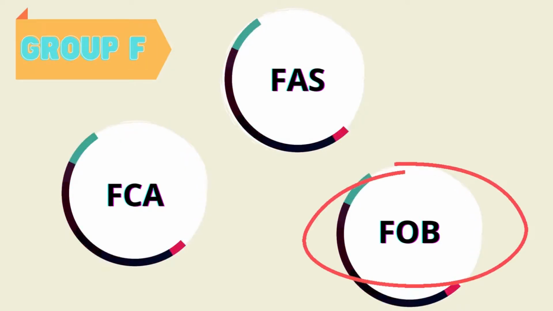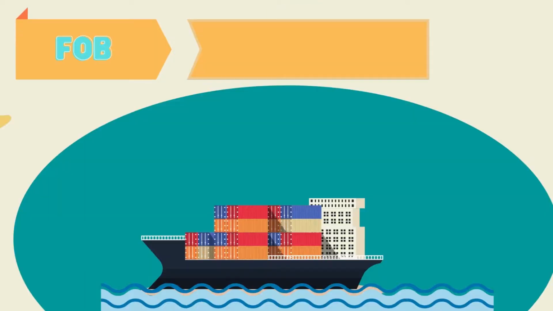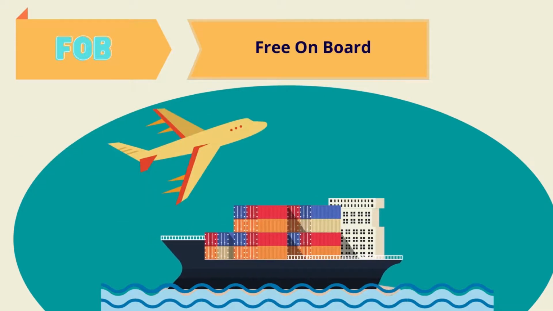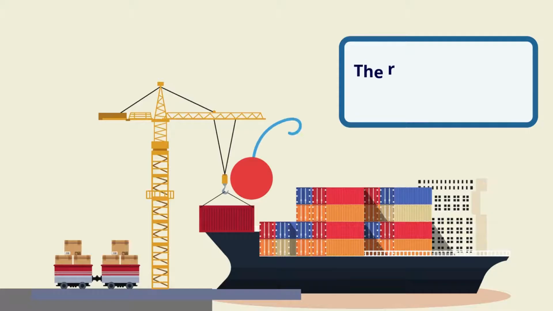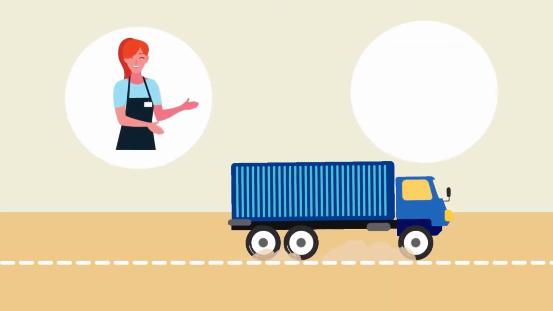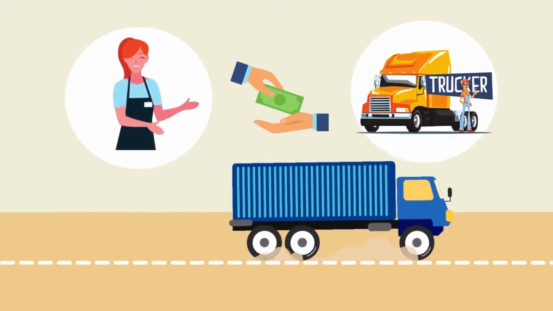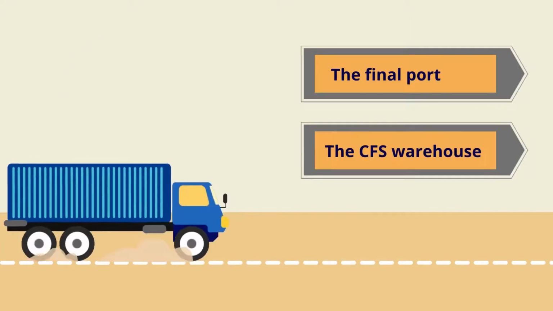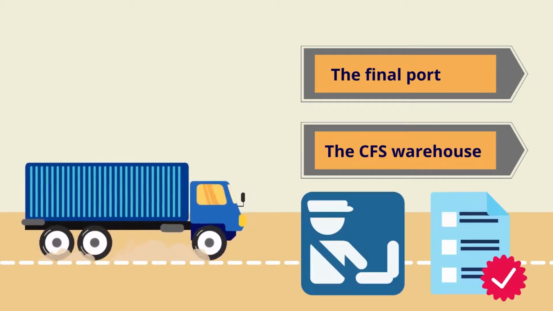The last term in Group F, which is also a popular trade term used in air and sea transport, is FOB, or Free on Board. Like the name, the responsibilities and costs transfer point is when the goods are on board. Sellers will use their truck, or hire a trucking company to deliver the goods to the final port or CFS warehouse and arrange all export formalities.